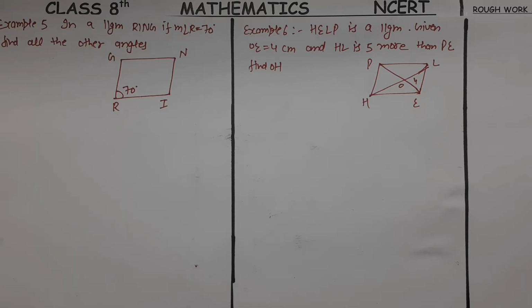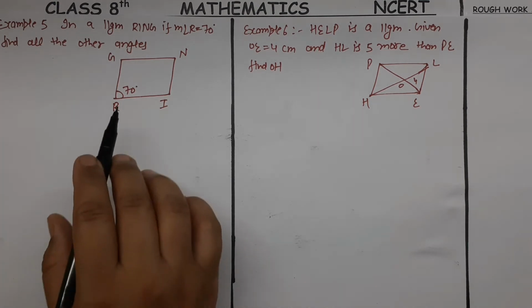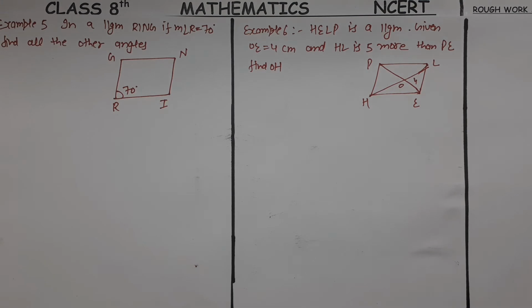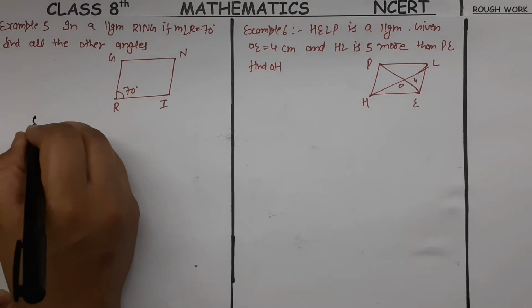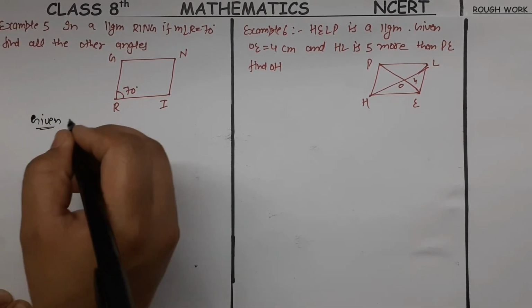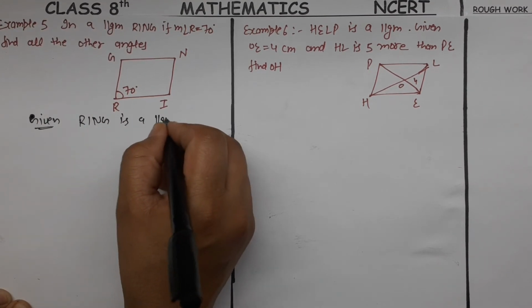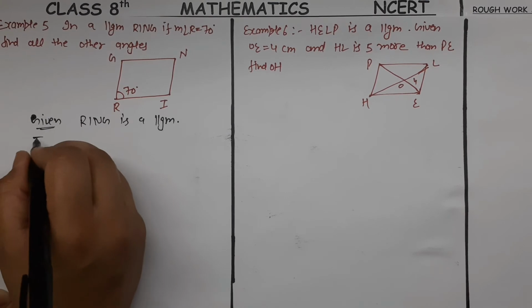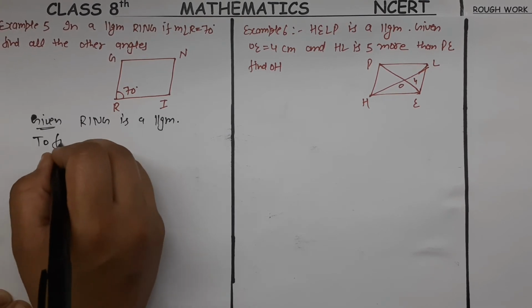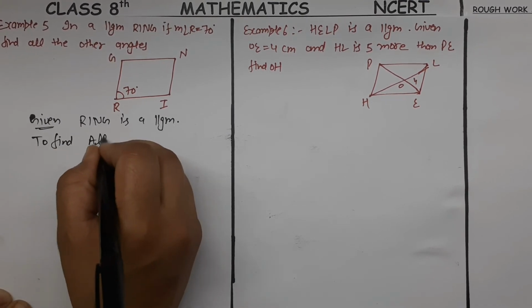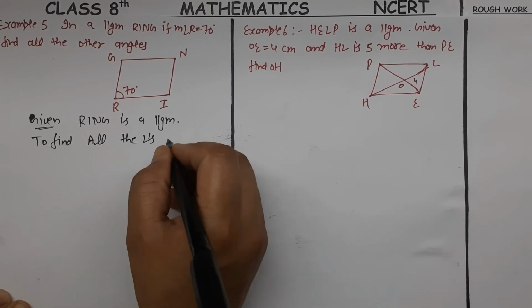In a parallelogram RING, the measure of angle R equals 70 degrees. We have to find all the angles of the parallelogram. Given RING is a parallelogram. To find all the angles.